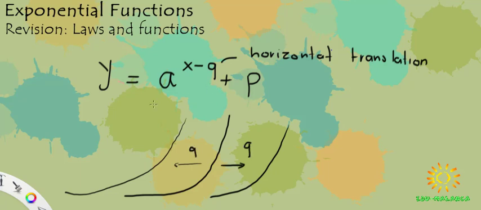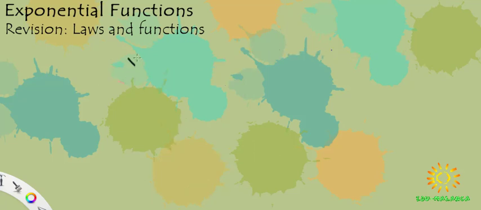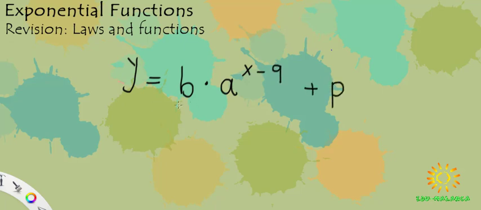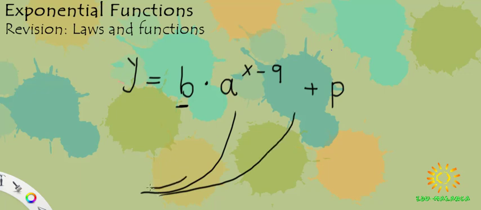The last modification that you can make to this function is multiplying a constant in front of your base. So the equation would then become y is equal to b times a to the power of x minus q plus p. And this constant is going to affect how slowly or how quickly your graph rises. So it can either go this way, or it can then rise slower, or it can rise even faster depending on the value of b.